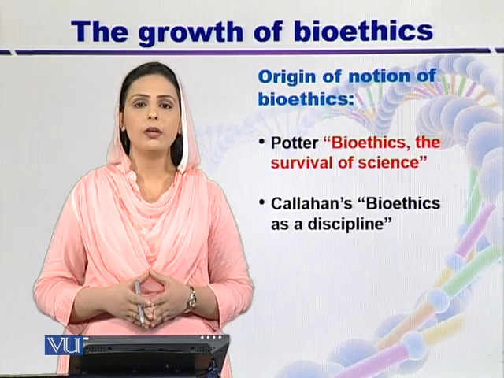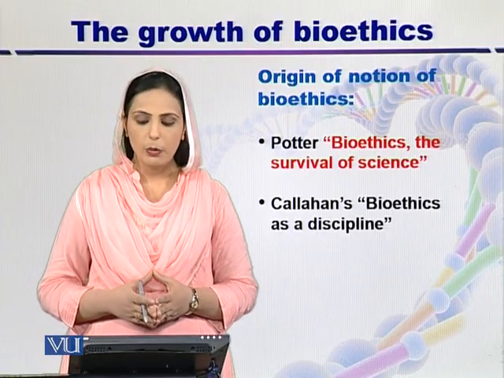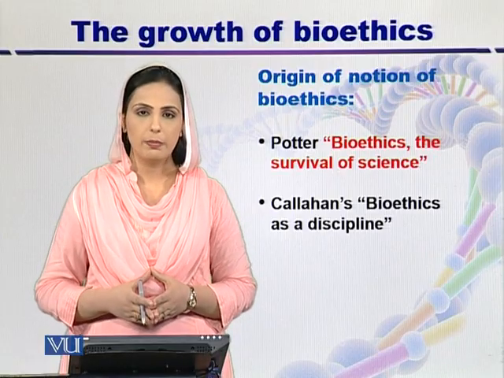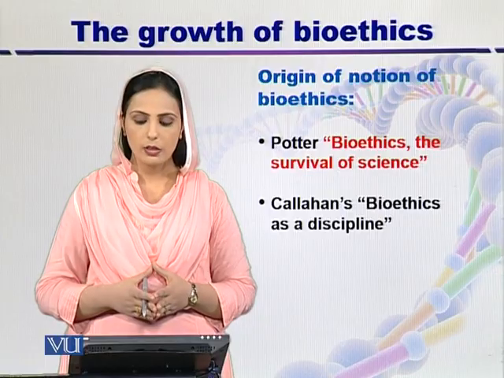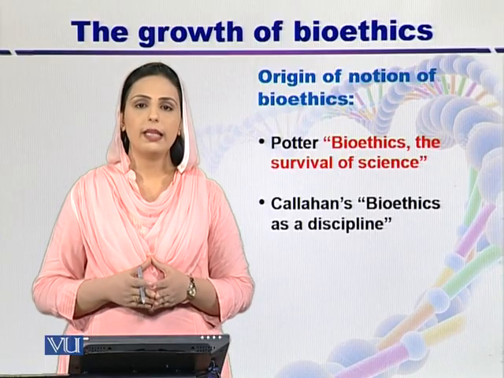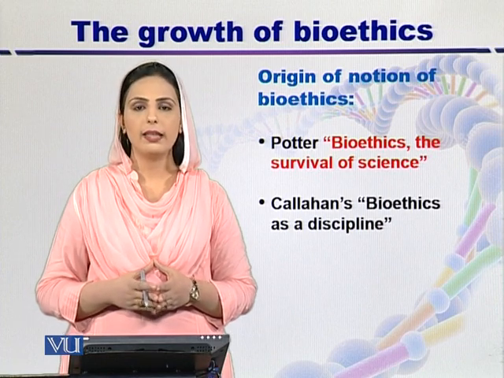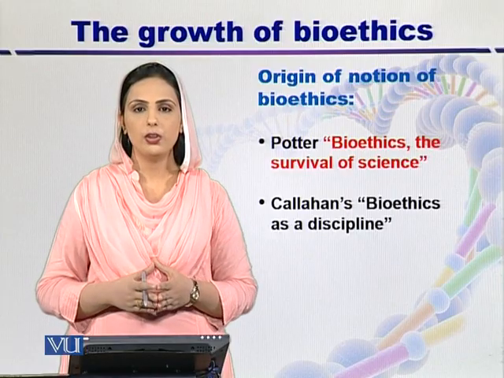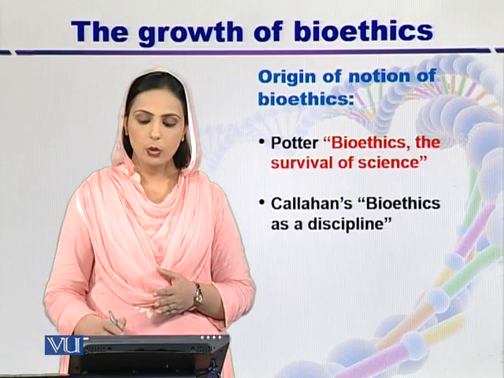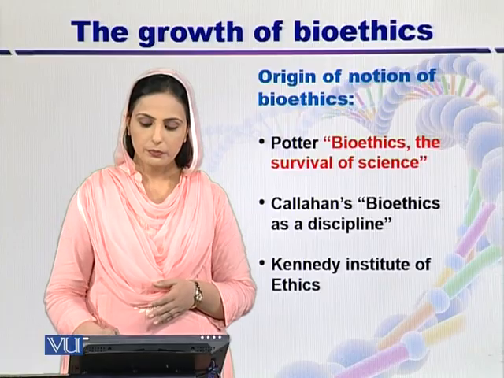So he described or introduced bioethics as a global movement, while Kalans described bioethics as an academic discipline because he published his book Bioethics as a discipline. So there should be an academic discipline related to bioethics. For example, Joseph and Kennedy developed an institute related to human reproduction and bioethics, which is now commonly known as Kennedy's Institute of Ethics.